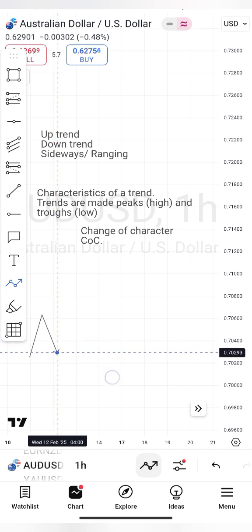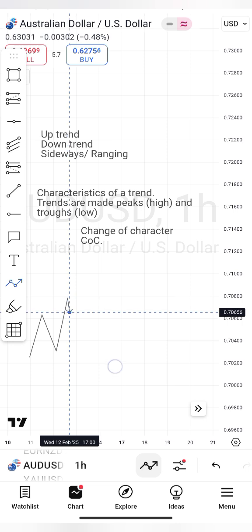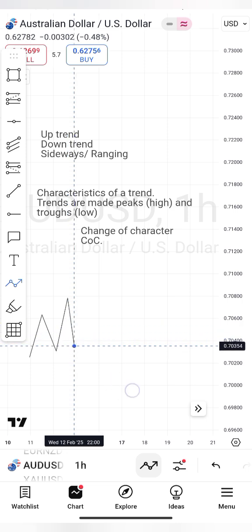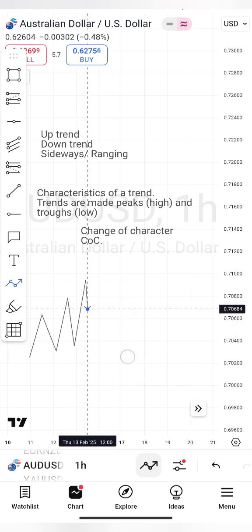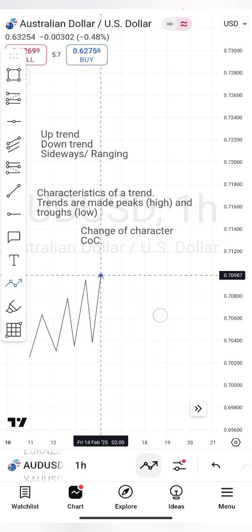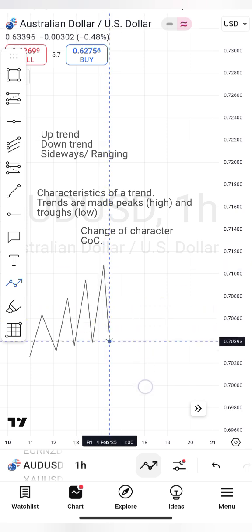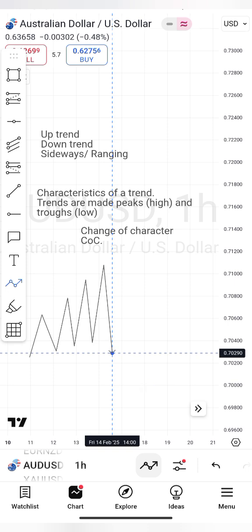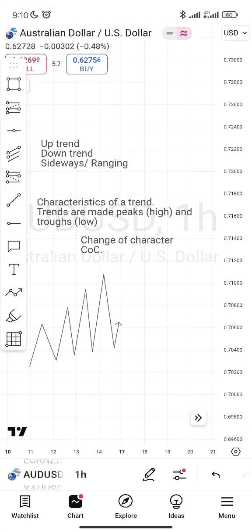Price may come as close as this, and then as long as the lows are protected, it's a very valid uptrend. It doesn't matter if price comes this low and goes up again. If price does this, then this low has been violated. Then you can now start considering a change of character. Now there are other characteristics that you have to put together with what you already know about trend for you to become convinced that these lows are meant to be protected.